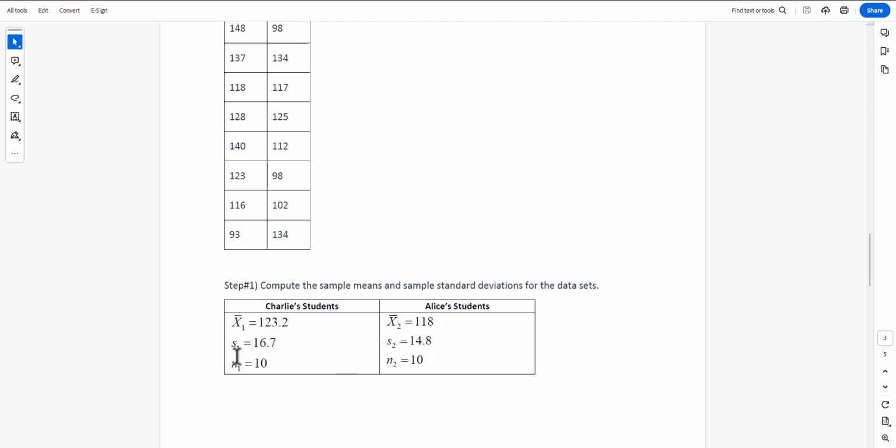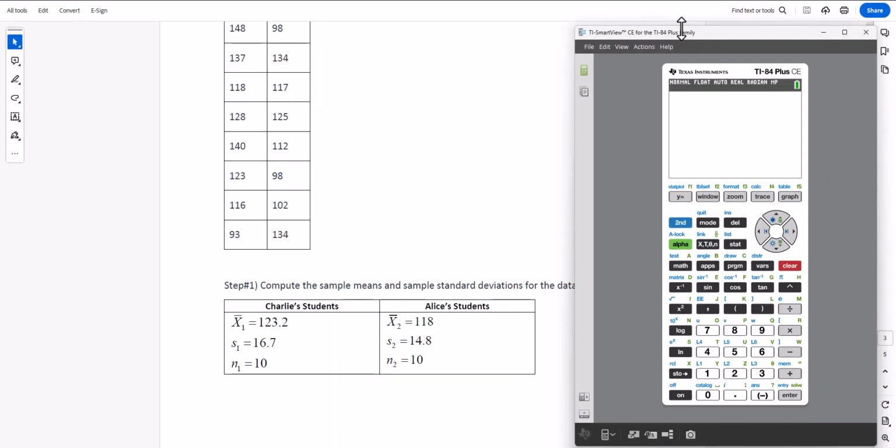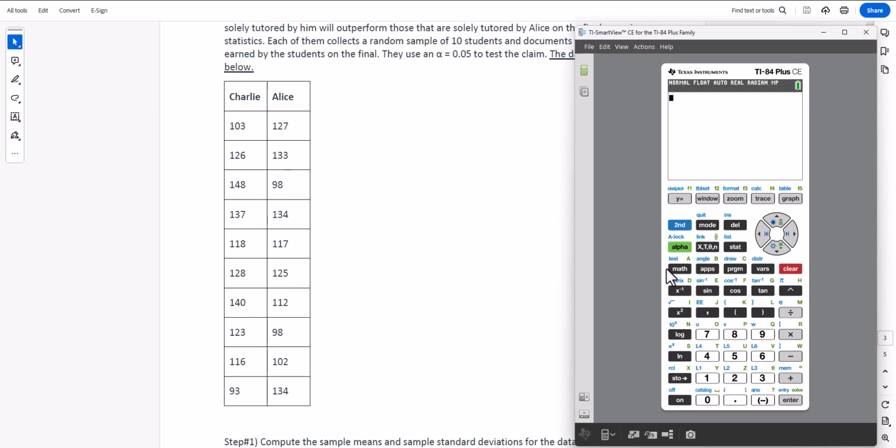We need to learn how to compute the sample mean and sample standard deviation. We can use our calculators. In my example, I will work this out using a TI-84 Plus calculator. The first thing we need to do is we click Stat. Make sure we highlight Edit.